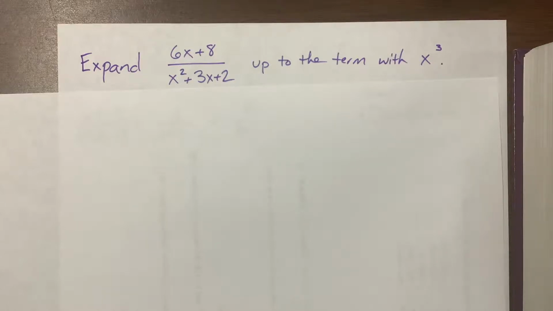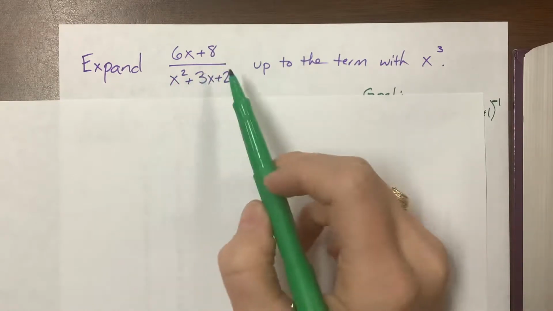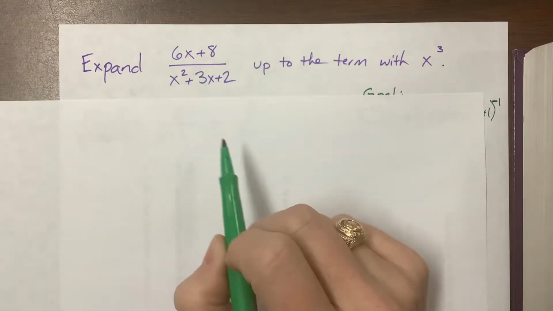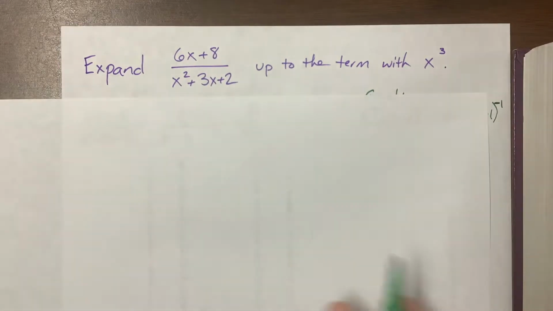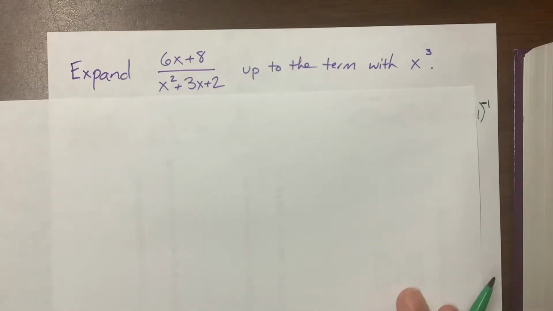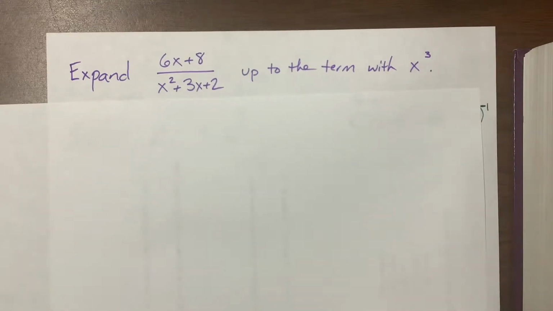This problem is similar to something I saw in the book, so I wanted to work through this, but then save the book problem for you to practice later. So they've given us this fraction here, 6x plus 8 over x squared plus 3x plus 2, and they're asking us to expand it. So we're using some of this binomial expansion.